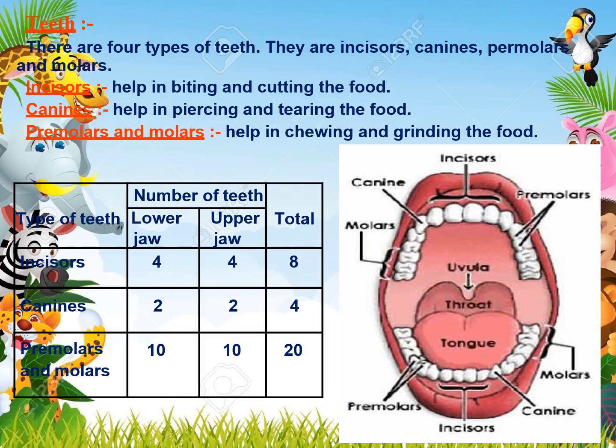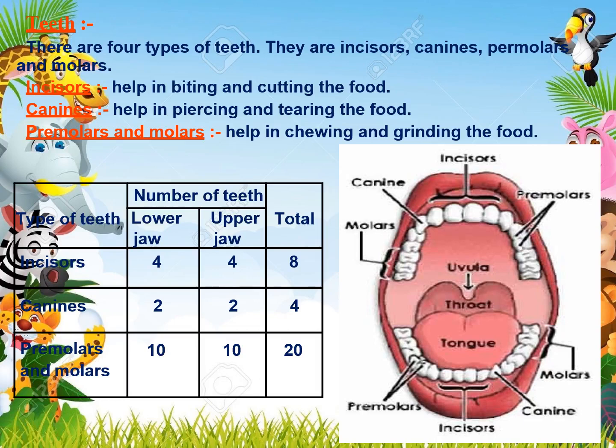Incisors. Incisors are the front teeth used for biting the foods. They have cutting margins. Canine. Canines are used for tearing the food. They are pointed. Premolars and molars are used for grinding and chewing the food. They have broad and flat grinding surfaces.